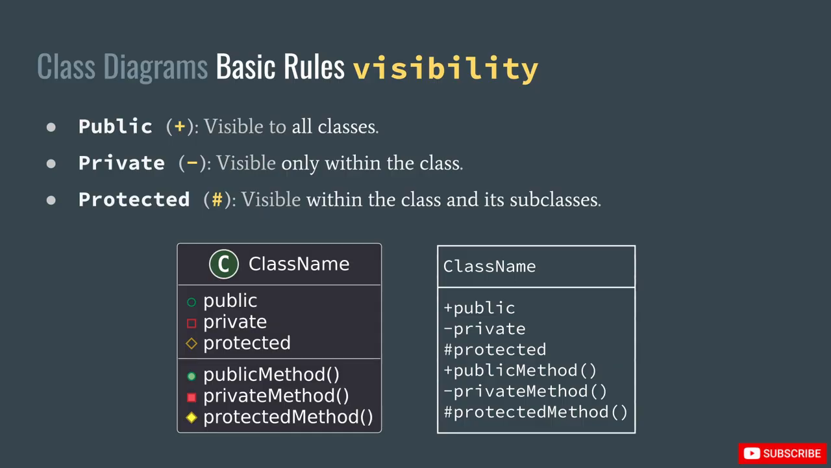Public visibility, shown as a plus sign in simple representations or a green circle in graphical UML diagrams, indicates that the attribute or method can be accessed by any class. Private visibility restricts access to attributes and methods within the class itself. It's depicted as a minus sign or a red square. Finally, protected visibility restricts access to the class and its subclasses. It is depicted as a hash symbol or a yellow diamond shape. Attributes are depicted as hollow shapes, while methods are shown as filled shapes.